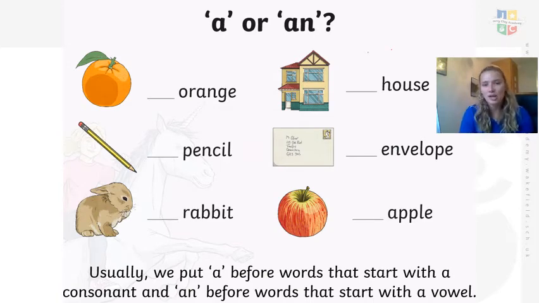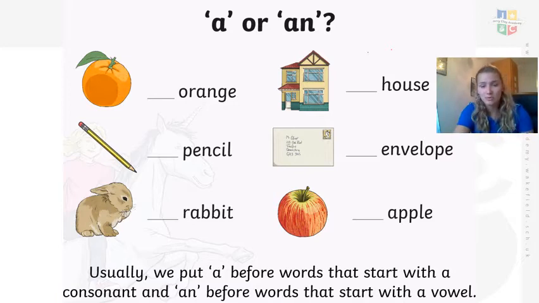So we're going to now look at whether we put a or an, because this is something where quite a lot of us make this mistake. So usually we put a before a word that starts with a consonant. So for example, if I have a look at the words here, I know house doesn't start with a vowel because it is not A, E, I, O, or U. It starts with an H, which is a consonant.